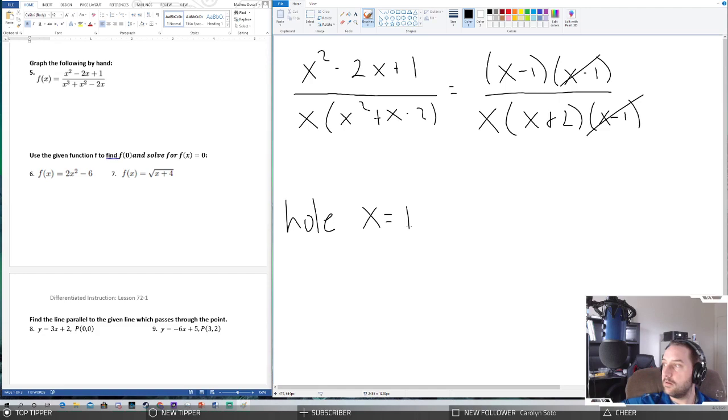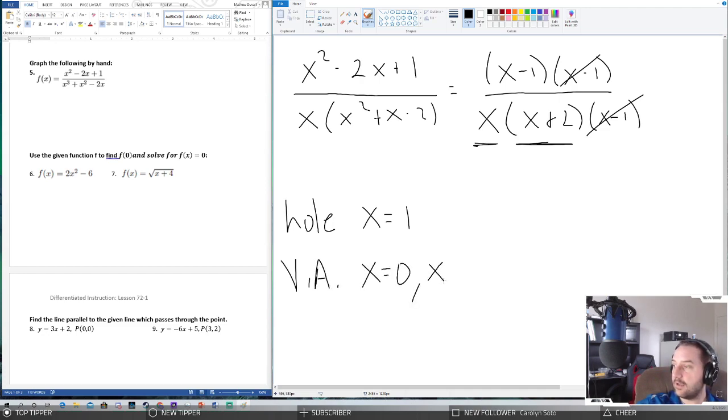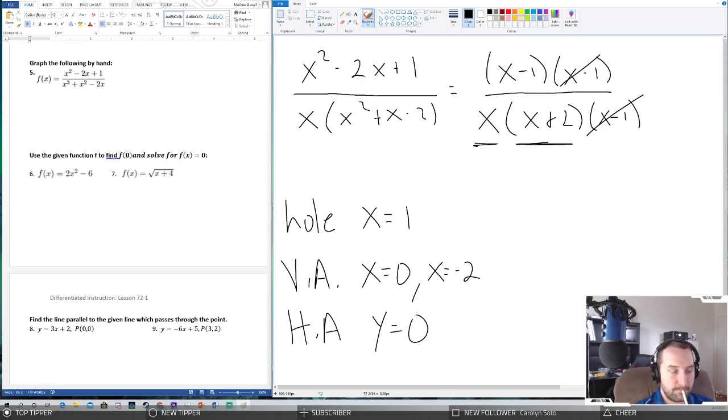My vertical asymptotes, whatever's in the denominator, so my vertical asymptotes are going to be x equals 0 and x equals -2. And then looking at the original, because the degree on the bottom is larger than the top, I have a horizontal asymptote of y equals 0. So those are the descriptive pieces, and we put all that on the graph. And then we just test values. Test lots of values. The more values you test, the better.